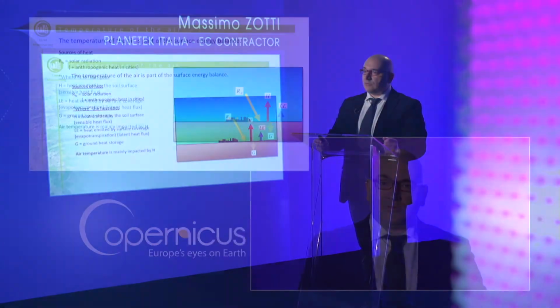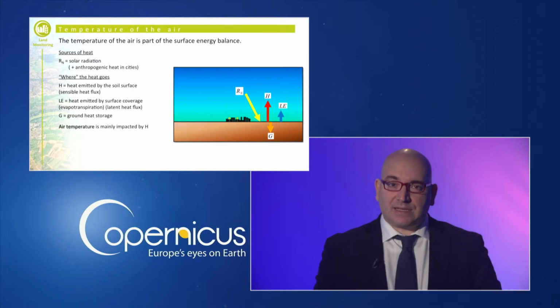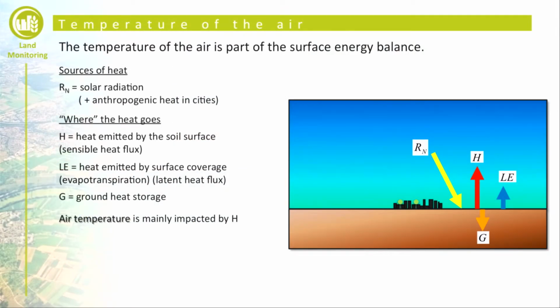To understand the urban heat island effect, we need to look at the surface energy balance, which determines the air and surface temperature of a given area. The main source of it is solar radiation, to which in large cities we add the anthropogenic heat, for example, from combustion of fuels and animal metabolism. A part of this heat is released by the soil surface and exchanged to the surrounding atmosphere. This is called the sensible heat flux.